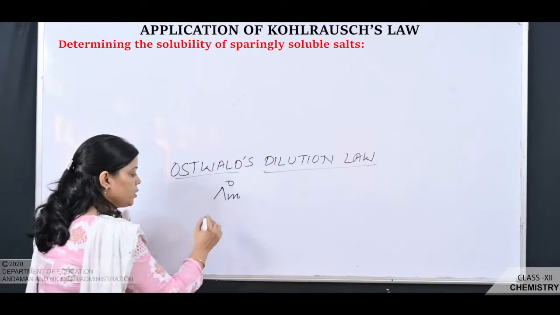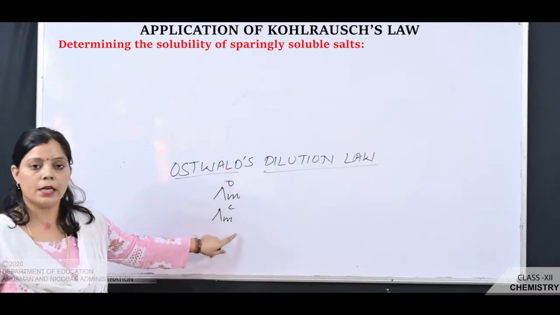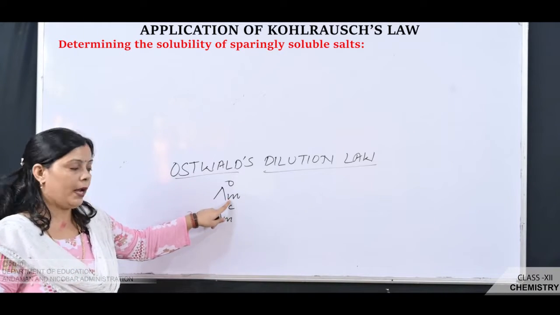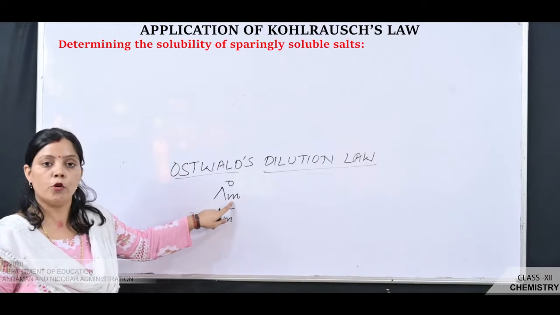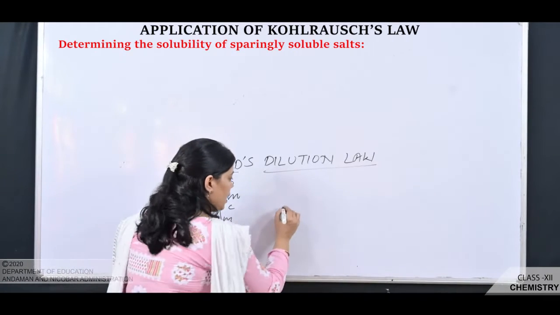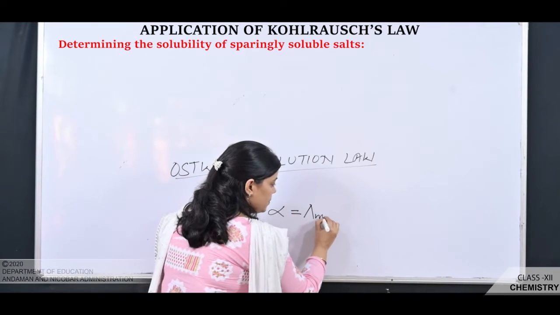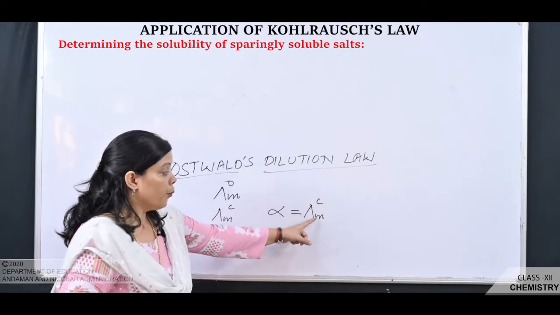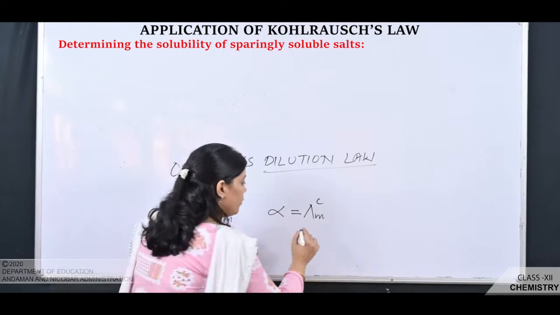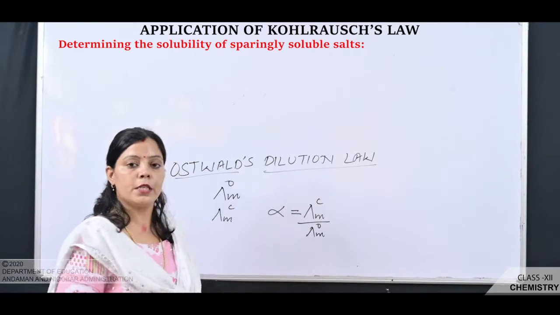Students, assume that kappa mc is the molar conductivity of the solution at any concentration, and kappa m naught is the limiting molar conductivity of the electrolyte. So the degree of ionization, alpha, is given by the equation: kappa mc, the molar conductivity of the solution at any concentration, divided by kappa m naught, the limiting molar conductivity.